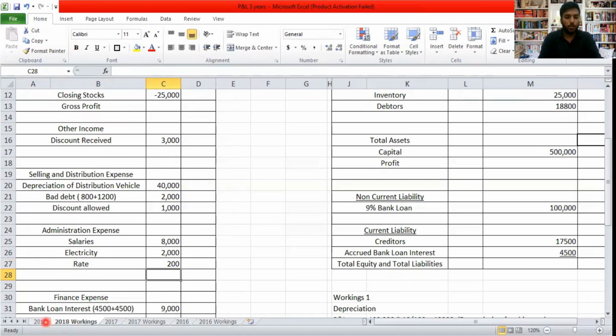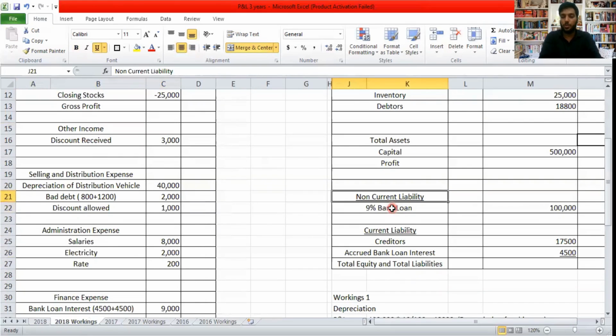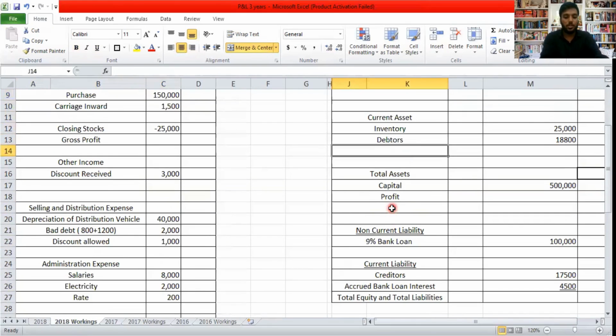Then we have one more final thing which we want to record, cash balance. With that, the sum comes to an end. 7,000. I'm going to take it under current asset because this is the actual balance which we have in our hand. So cash is 7,000.